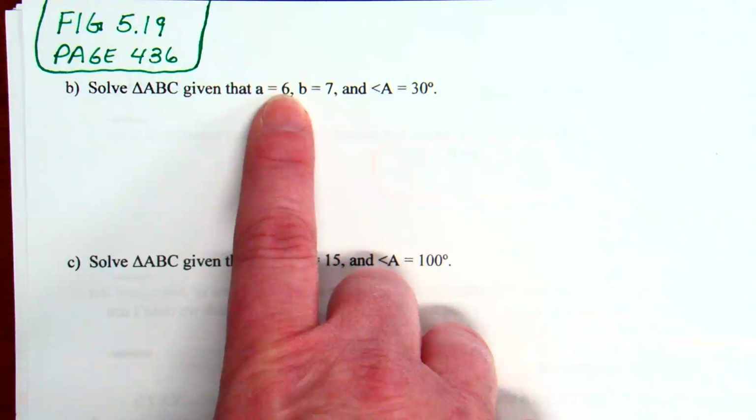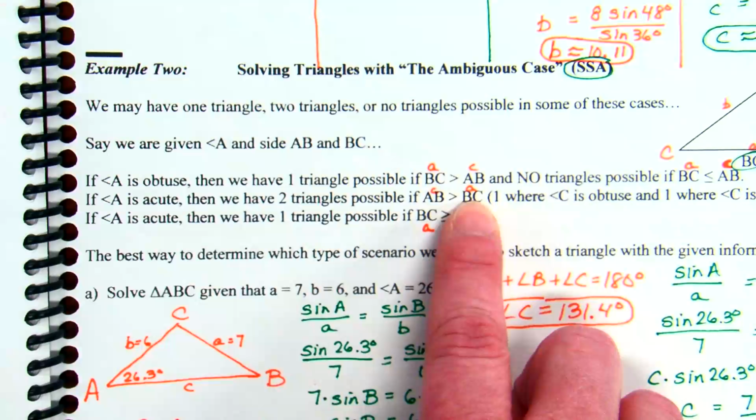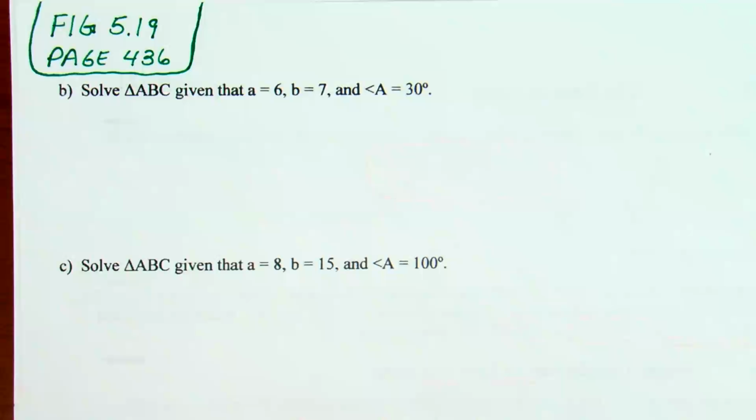If you look at example B, solve triangle ABC given that a is 6, b is 7, and angle A is 30. So notice the angle again is acute, yes? But this time, a is the smaller of the two provided sides. And if A is acute and side a is the smaller of the sides, two triangles are possible. It all depends on how one side is drawn, and that's what I'm going to show you here.